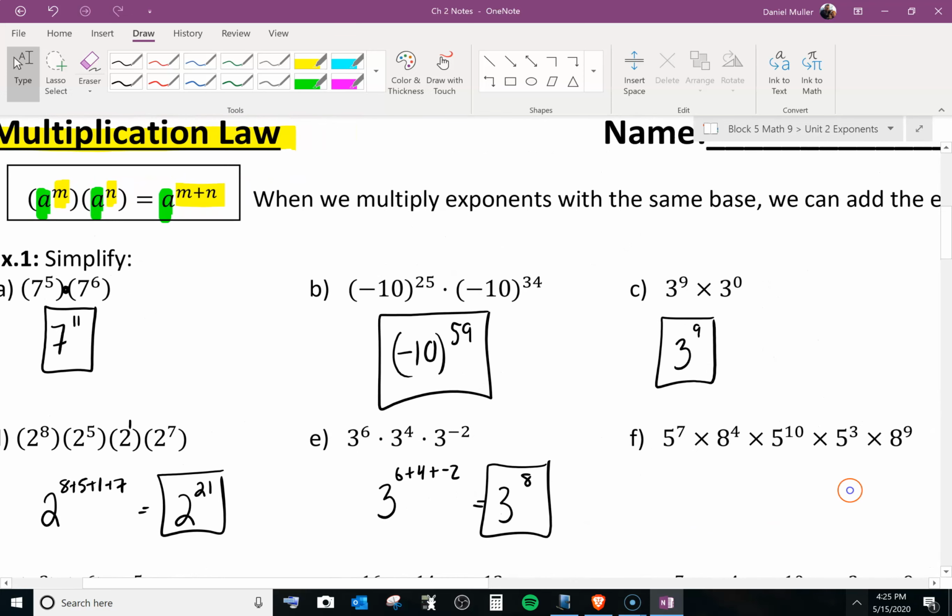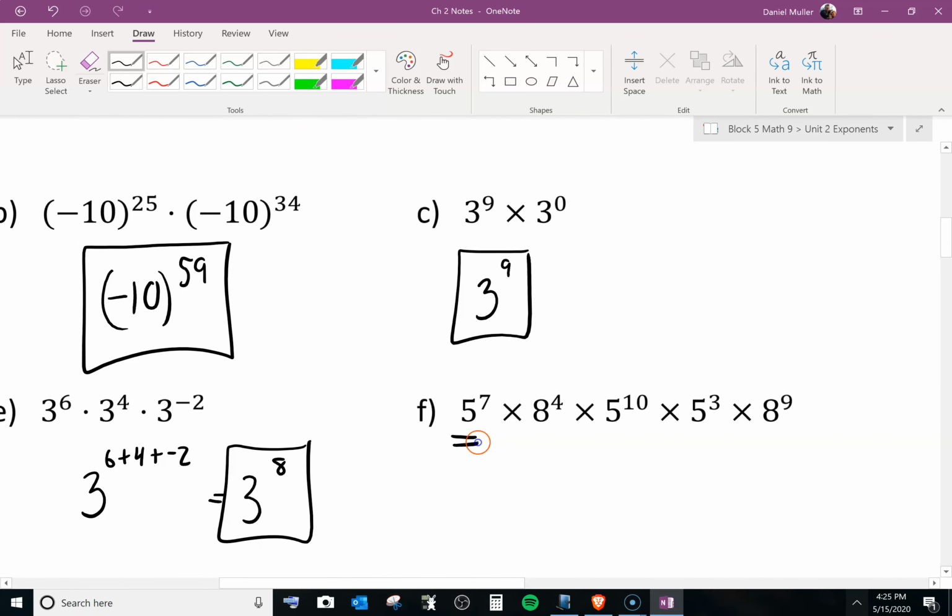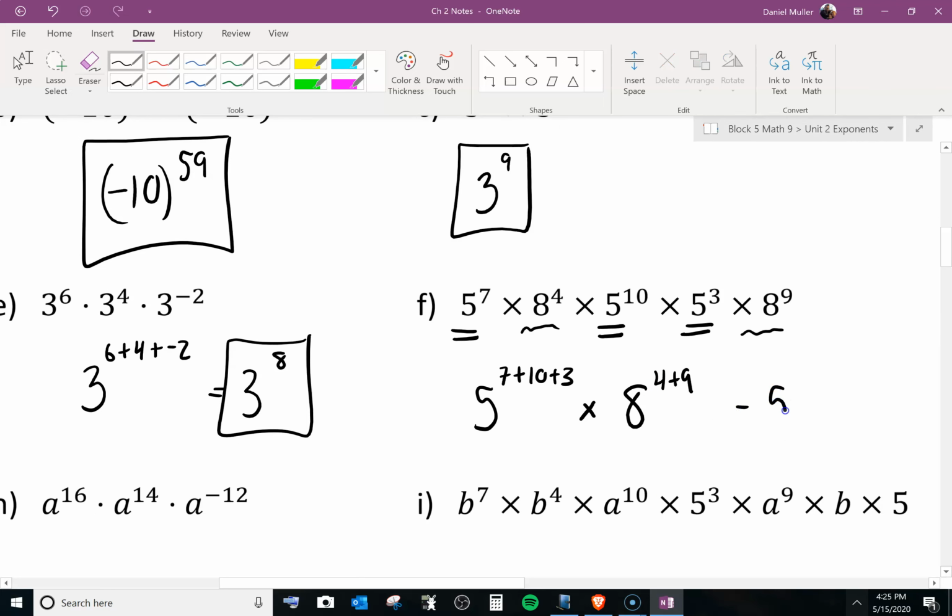Now let's look at F. In F, we need to make sure we group these correctly. Only the 5s can go together. So 5, and then we've got a 7 plus 10 plus 3, because all of these are multiplying. Then we've got an 8 and an 8, so that's multiplying as well, so we can add the 4 plus 9. So this looks like 5 to the 20, times 8 to the 13. So that is the simplest way to write that.